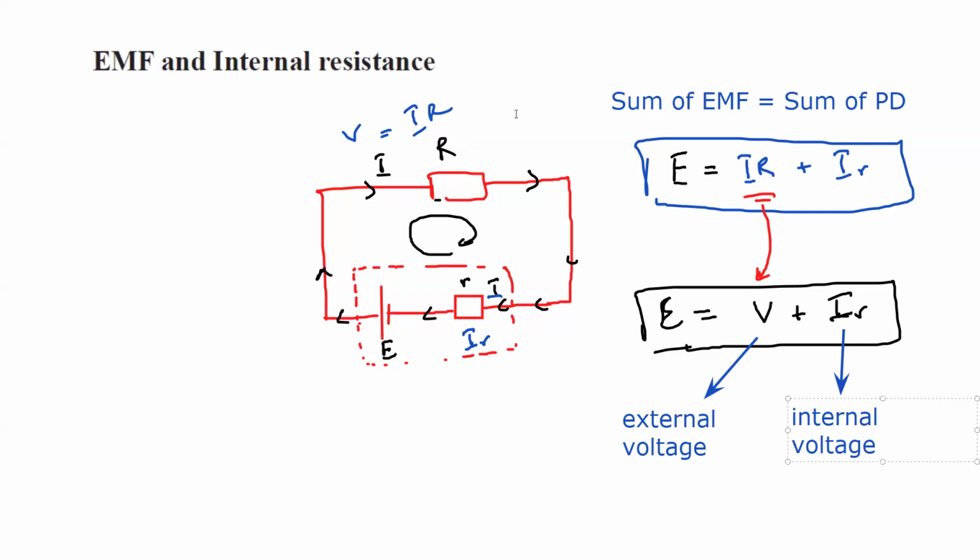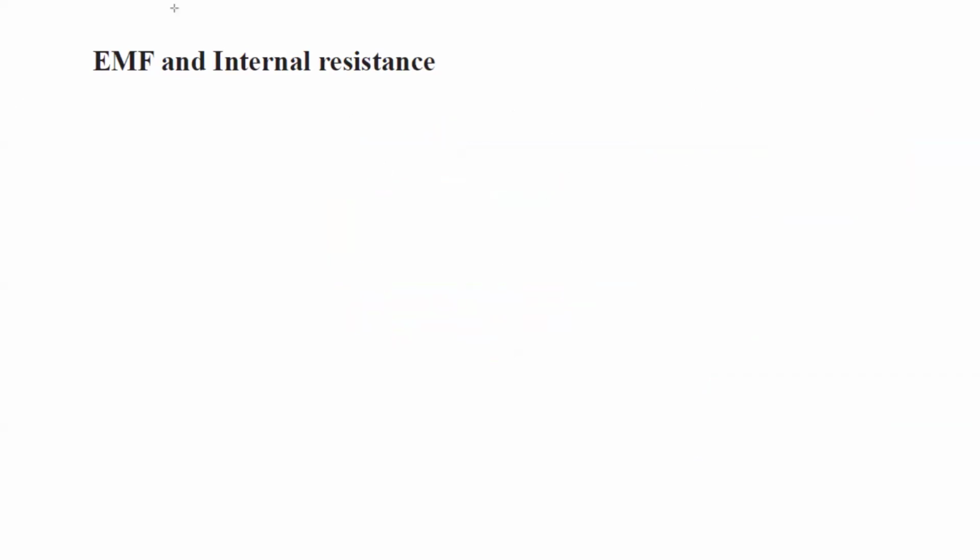Now they can also ask you to sketch a graph, so I'll explain the graph for the voltage and the current. If we have voltage on the y-axis and current on the x-axis, and we want to sketch the graph for a battery with internal resistance, what will be the shape of the graph? So let's say voltage is on the y-axis and current is on the x-axis.